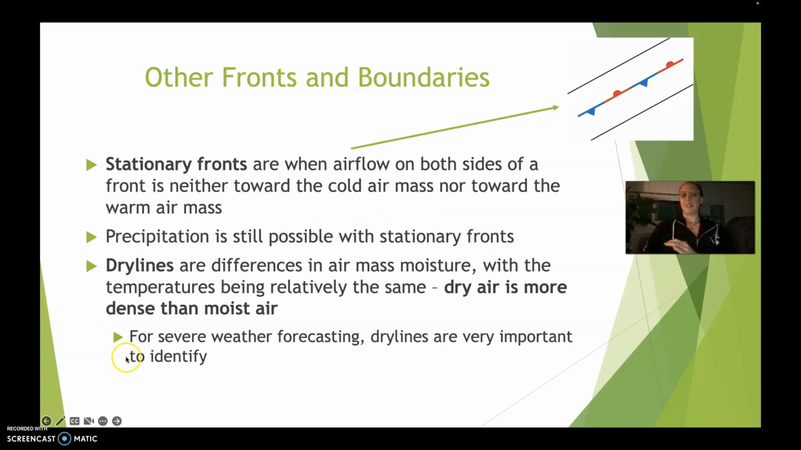And then lastly, there's this idea of dry lines. So dry lines are these differences in air mass moisture with the temperature being relatively the same, where dry air is more dense than moist air, which is really quite crazy. And this is a really, really important aspect when we're looking at severe weather forecasting, because with dry air being more dense, it's moving things out of the way, which can trigger a lot of upward vertical motion and spin sometimes. And so that's when we can get these really intense supercells and tornadoes.